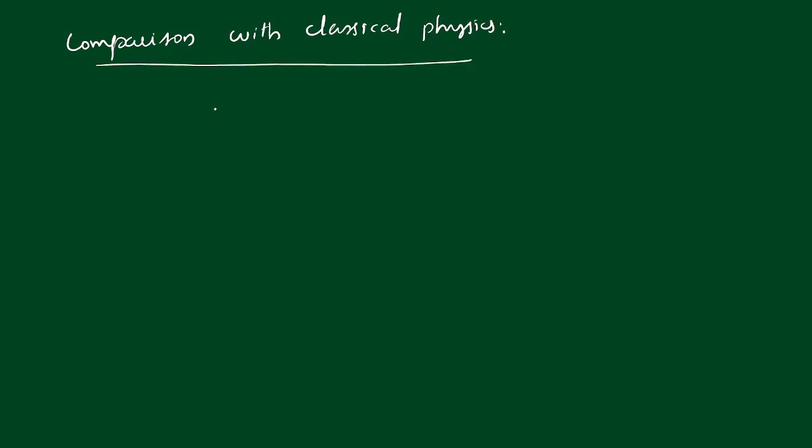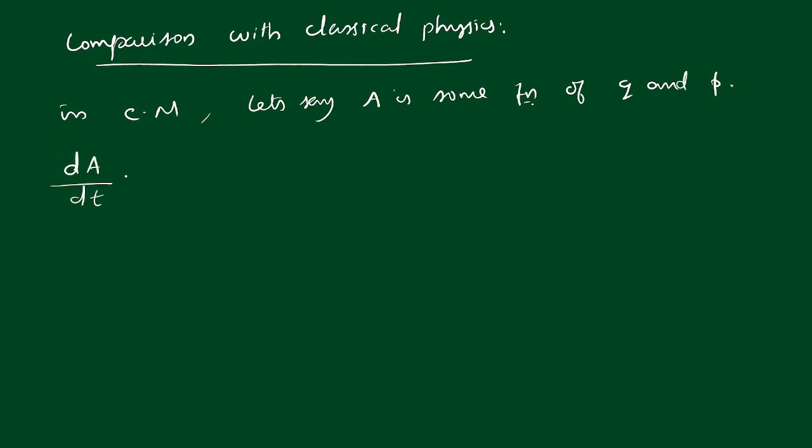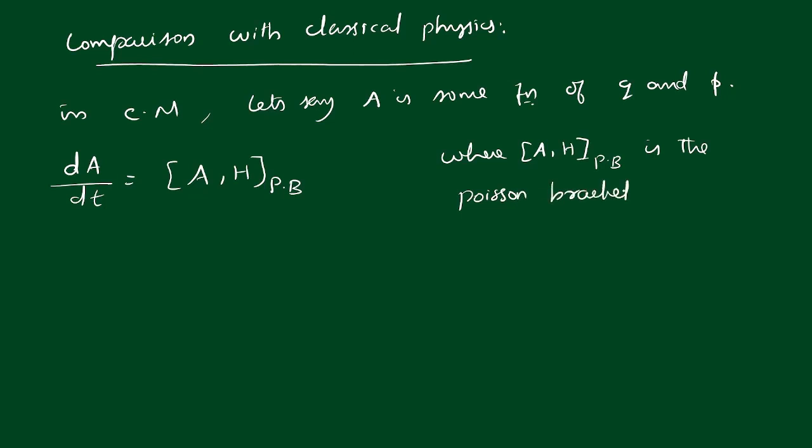You can read it in the textbook. I won't be too elaborate. In classical physics, are you familiar with the Poisson bracket formalism? So in classical mechanics, let's say A is some function of q and p. In that case, we can write dA by dt is equal to the Poisson bracket of A with H. So this is a function, this is a function, and this bracket here is called the Poisson bracket, where A and H are usual functions of position and momentum.